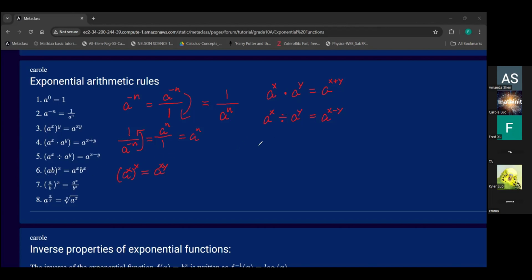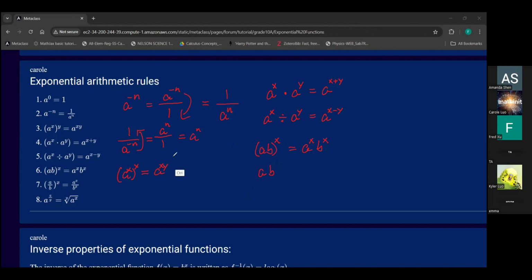And then over here, this is (a times b) to the power of x, which is equal to a to the power of x times b to the power of x. You're basically just putting an exponent onto both variables. And this only applies because of the brackets here. If it were a times b to the power of x without the brackets, then this would just be the most simplified form. This rule will not apply.